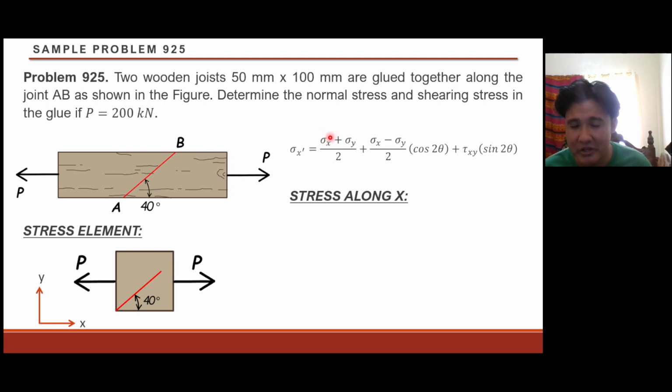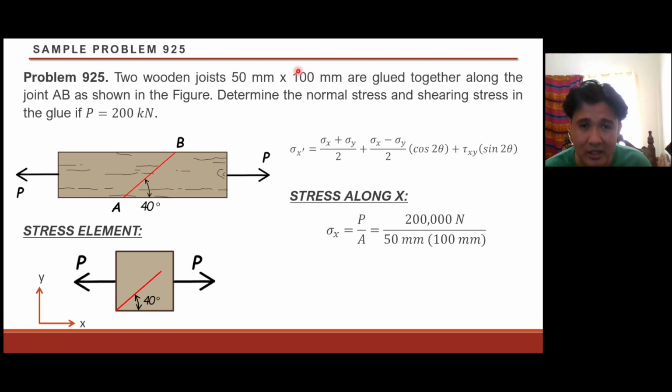Kailangan lang natin hanapin yung mga variables na kulang dito sa ating equation. So, stress along X, that would be P over A. So, yung P natin, that is 200 kilonewtons. Yun yung kinarga natin na loading. And then, yung area kung saan siya nakakabit ay yung cross-section ng ating wooden joist. Okay? So, meron tayo sa given natin, that is 50 millimeters by 100 millimeters. Yan yung cross-section ng ating wooden joist. So, yan na yung gagamitin natin na area. Area is equal to 50 millimeters times 100 millimeters. So, this will give us a value for stress along X direction na 40 megapascal. So, ito na yung stress X natin, 40 megapascal.